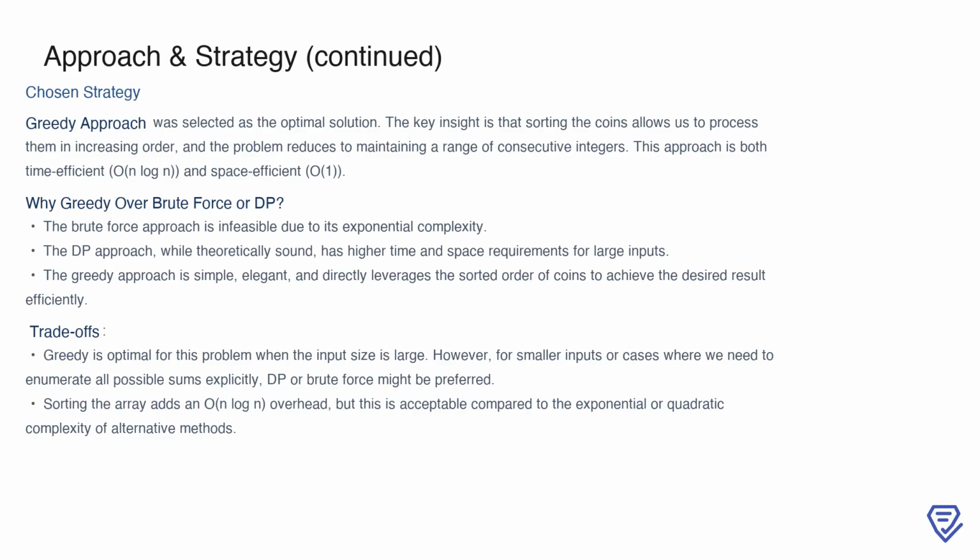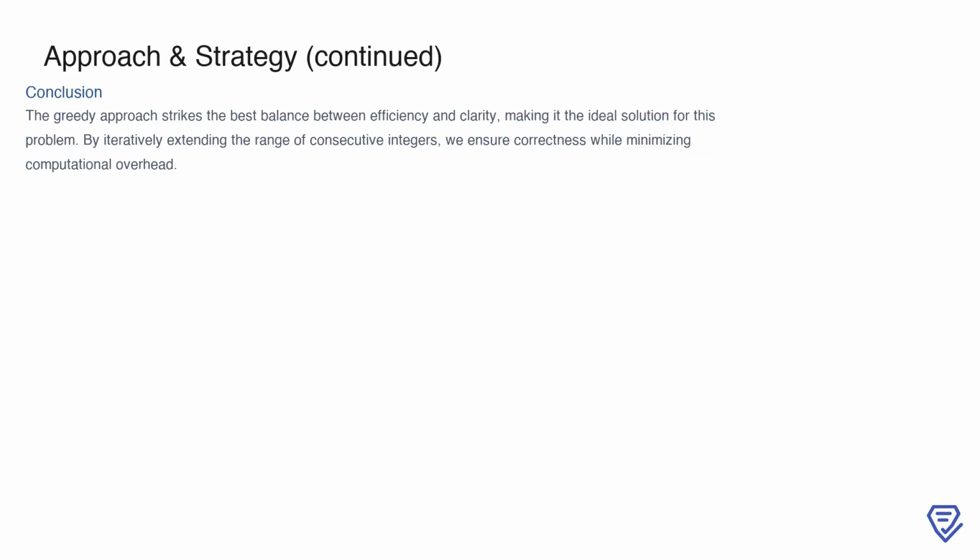For smaller inputs or cases where enumerating all possible sums is necessary, dynamic programming or even brute force might be better suited. However, for larger inputs, the greedy strategy strikes the right balance between efficiency and simplicity, making it the most practical choice. In conclusion, the greedy approach provides the best solution for this problem, balancing efficiency and clarity.